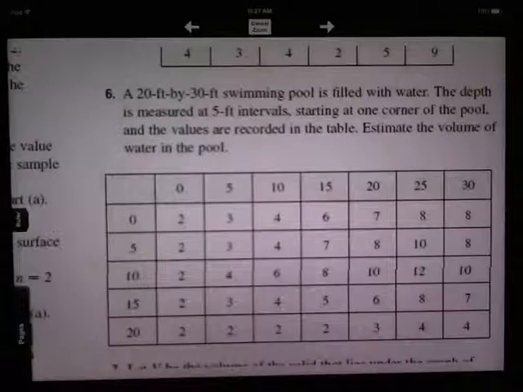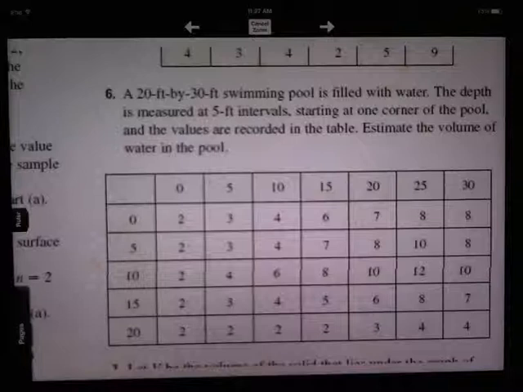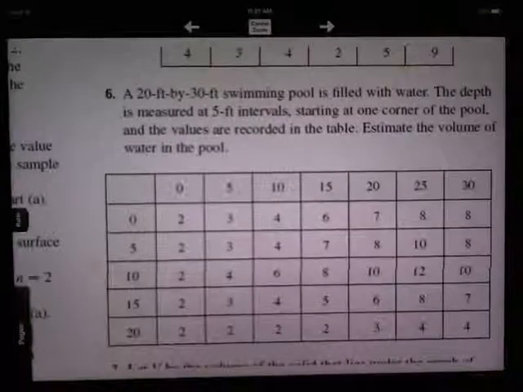I want to take a look at number 6 here from section 15.1. It says you've got a swimming pool that's 20 by 30 and it's filled with water. The depths are measured at 5-foot intervals, starting at one corner of the pool and ending at the other corner of the pool. And they're given here. Estimate the volume of the pool.